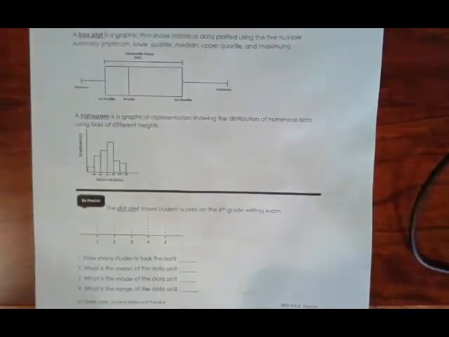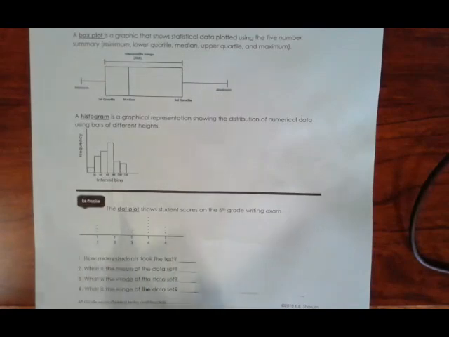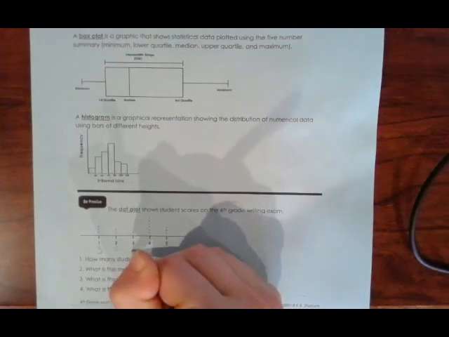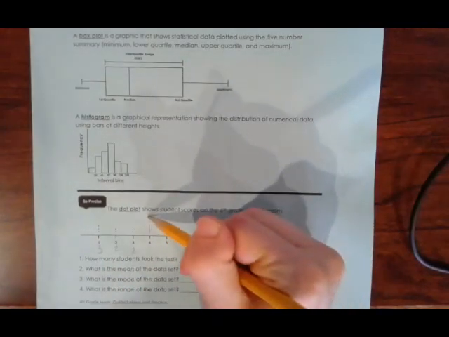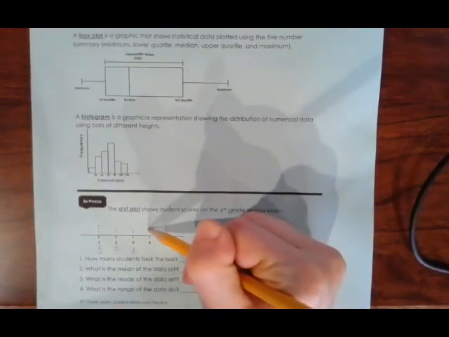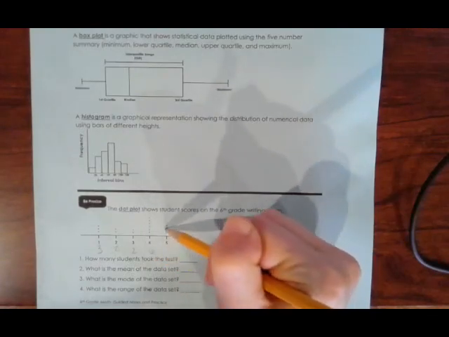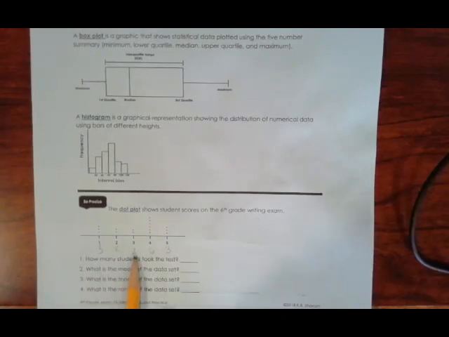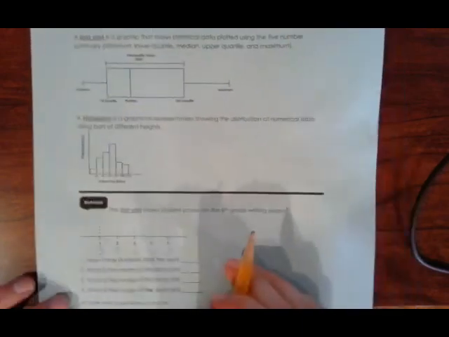So how many students took the test? To figure this out, what you have to do with the dot plot is basically count the dots. There's 3 for 1, 2 for 2, 2 for 3. I have 6 for 4, and 3 for 5. So I'm going to add those up. 3 plus 2 is 5. That's 7. 7 plus 6 is 13. Plus 3 is 16. So 16 people took the test.